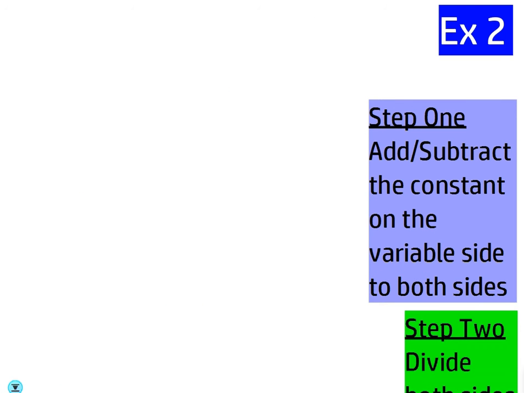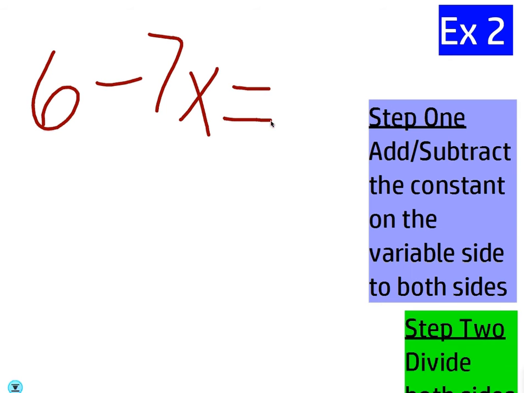Second example. It doesn't have to be exactly that form. So let's say we have 6 minus 7x equals 62. Okay. 6 minus 7x equals 62.